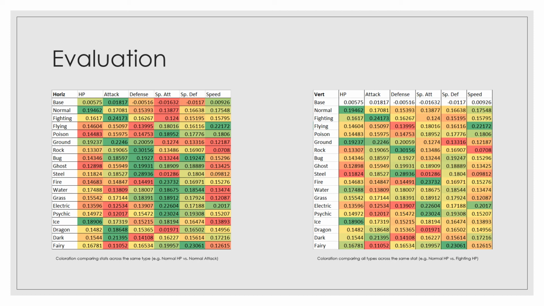On the screen you can see 2 charts, and these charts just contain the same weight values but are colored differently. We can see on the left which stats a type is good for relative to itself, which would be itself being the type. This shows things such as rock, bug, and steel being relatively good at defense, whereas the elemental types of fire, water, grass, electric, and psychic are relatively strong in special attack.